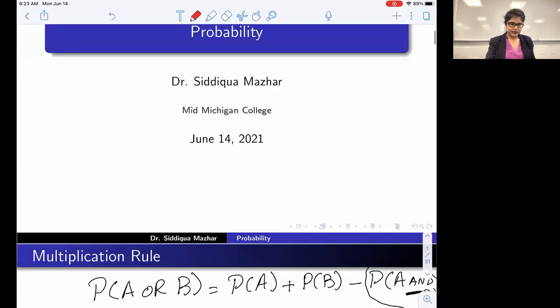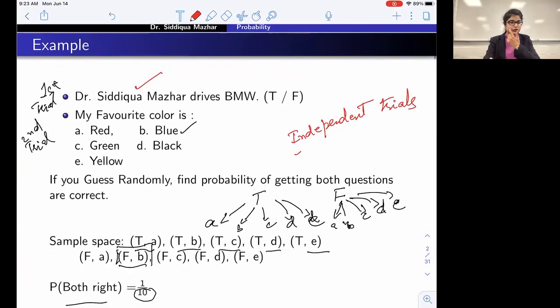Where is that? Sorry, this one, first experiment. Okay. So in this experiment, if I look at just one experiment, the first one, what is the probability whether I'm going to drive BMW or not? So there are just two options, and only one answer is correct, which is false. So the probability of finding a false from the given experiment is 1 divided by 2, because I have two options and 1 is correct.